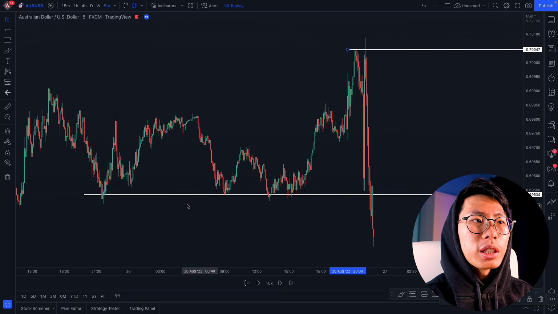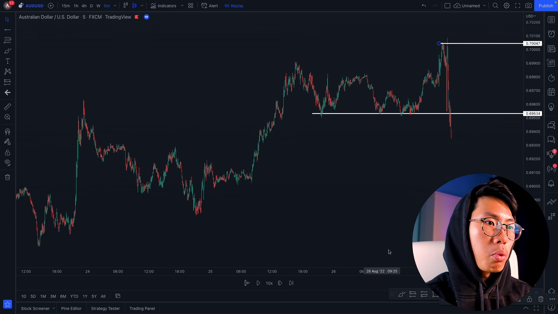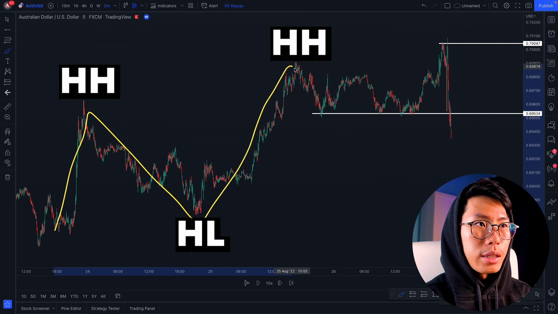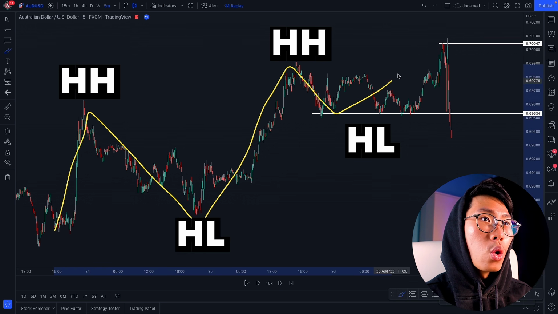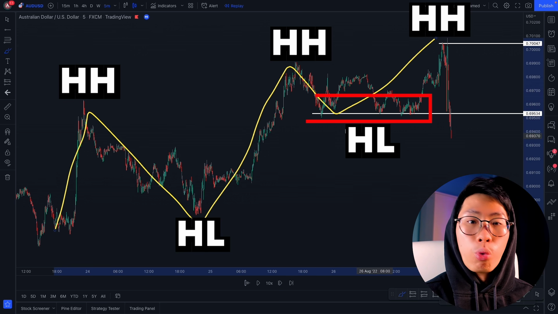The reason why I marked up this level as the previous higher low is because if you look towards the left, you can see that price has just been creating higher highs, higher lows, higher highs and higher lows before price went up to create a new higher high. And you can see right now, this is the most recent higher low. This is the last higher low.